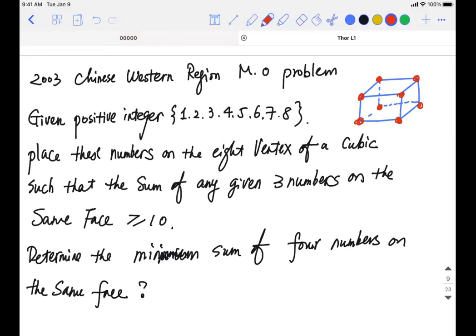Any given face, if I take a face, let's say I choose this red face on the very right, any 3 numbers on its vertices must sum to greater than or equal to 10. Same thing for another face, maybe the one on the top: any 3 numbers added together, greater than or equal to 10. So how do I do such an arrangement? What is the minimum sum of 4 numbers on the same face? We have 6 different faces, I pick each face, add the 4 numbers together, and I want to find the minimum sum of the 4 numbers on the same face.